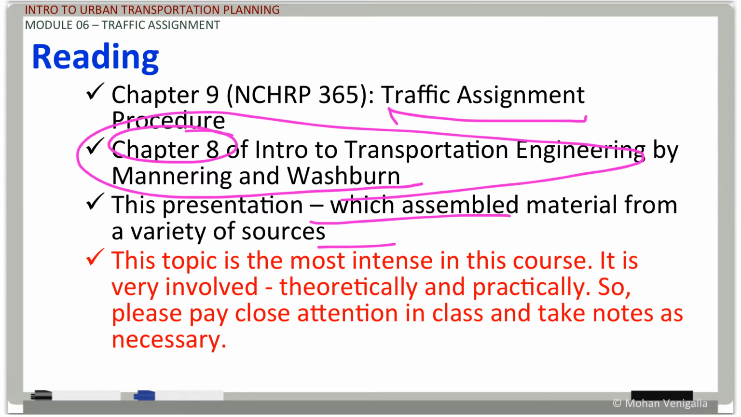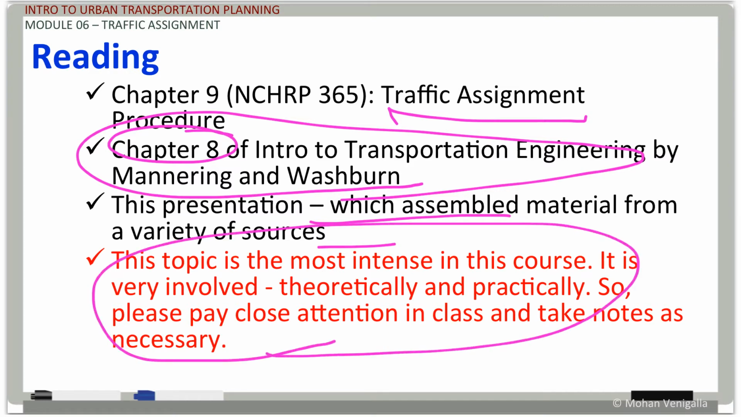And one other thing I want to say, of course, you can see how important it is because I put it in red. This topic is very intense. It's very complex theoretically as well as practically. What I mean by practically complex is that this is the part where quite a bit of computer science comes into this discipline.